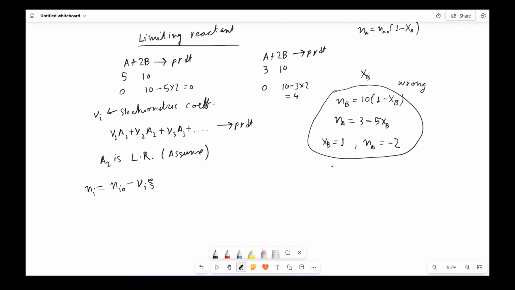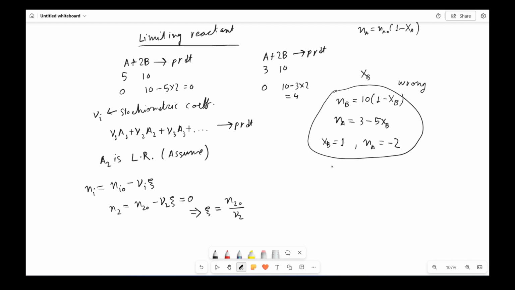Nu i is the corresponding stoichiometry, and this quantity is known as the extent of reaction, as we have discussed earlier. Now I have assumed that species 2 is the limiting reactant. So if 2 is the limiting reactant, then N2 equals N2 naught minus mu 2 epsilon. After total combustion or completion of the reaction, N2 will be 0. So from this we get that epsilon equals N2 naught divided by mu 2.